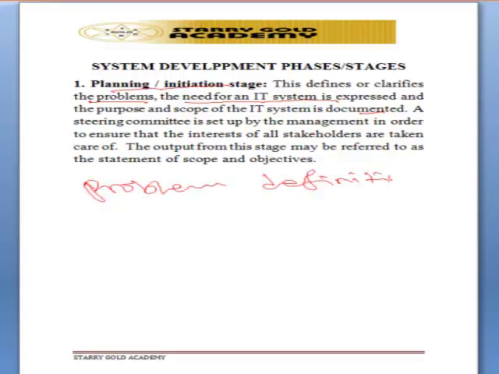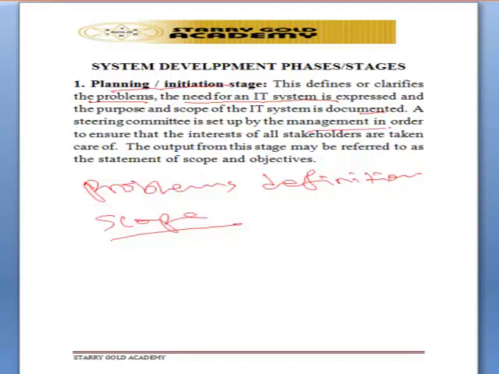The reason is that for an organization to decide that they want to develop a new system, it means there must be some problem with the system they are using presently. So during the planning stage, you have to look at the present system they are using and look at the problems that system has, in order to know the appropriate system they are going to develop to solve that particular problem. And after the problem definition, during this planning stage, they will be able to decide on the scope, that is the area the new system will cover.